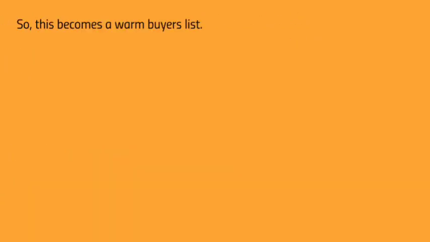So this becomes what we call a warm buyers list. Cold list means that they don't know you at all. They don't know who you are. They just subscribe to your list. They don't know what you can offer to them. Whereas with a warm list, they have that connection. They know you, basically. That's what that means.